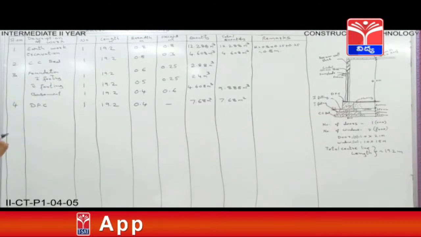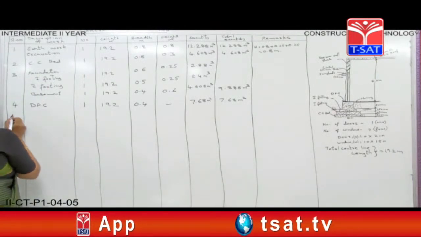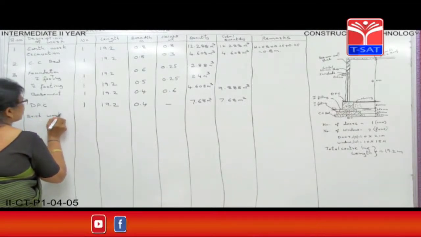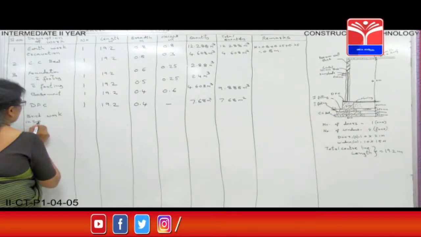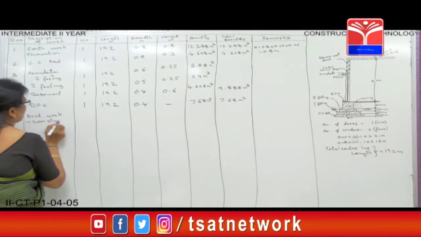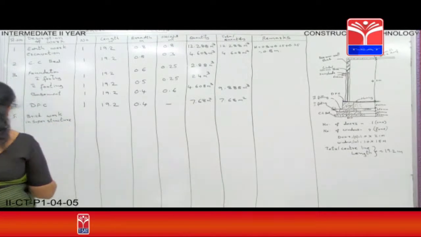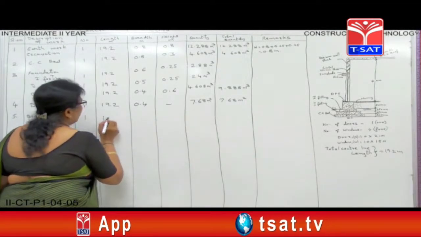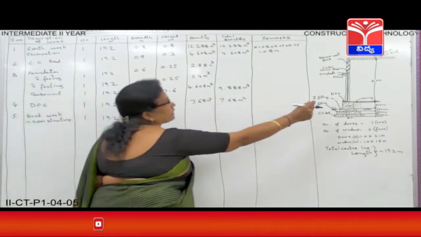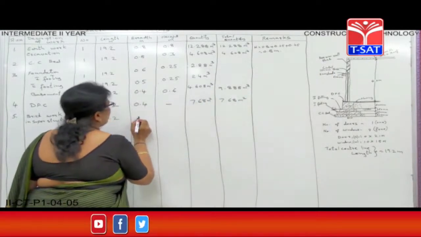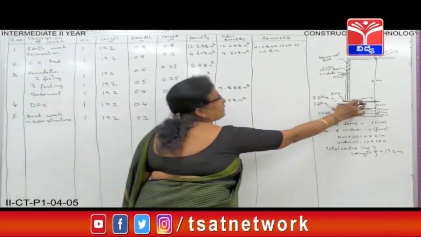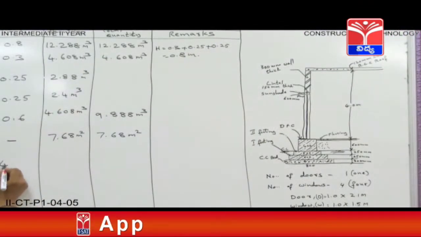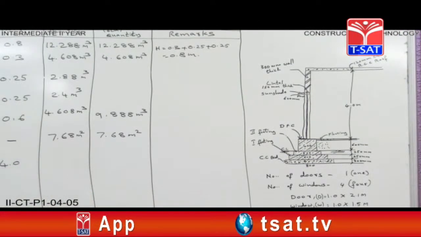Now, next, after basement, the next is what? Brickwork in superstructure. Number 5 is brickwork in superstructure. Number is 1. Again, the length is 19.2 and the thickness of the wall is 300 mm, that is 0.3, and height from the section you are seeing here, that is how much? 4 meters, so 4.0. We'll calculate the quantities of the wall.